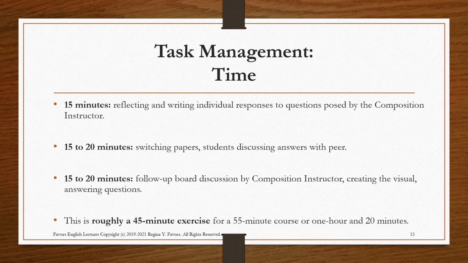15 to 20 minutes switching papers, students discussing answers with their respective peer. 15 to 20 minutes, a follow-up board discussion by the composition instructor, creating the visual, answering any questions. So this is roughly a 45-minute exercise for a 55-minute course.